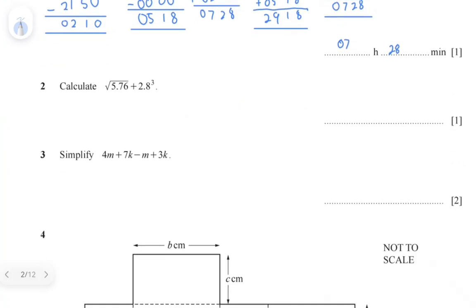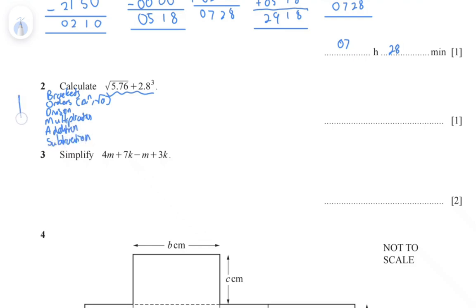Then looking on to question 2, we have this equation that they ask us to calculate. To do this, we have to follow BODMAS, which stands for brackets, orders, which are powers and roots, D, which is division, M for multiplication, A for addition, and S for subtraction.